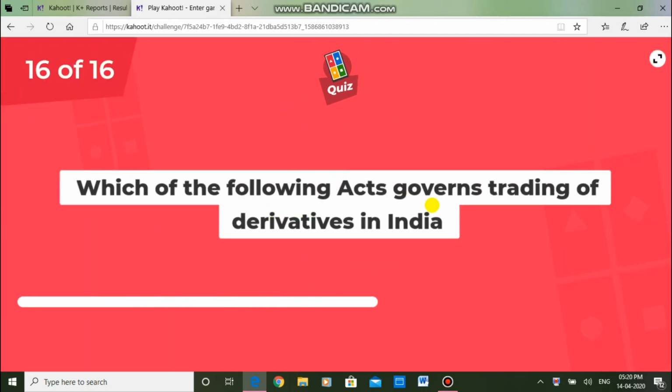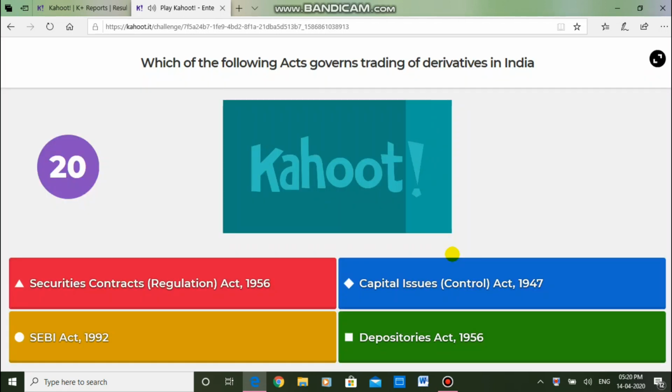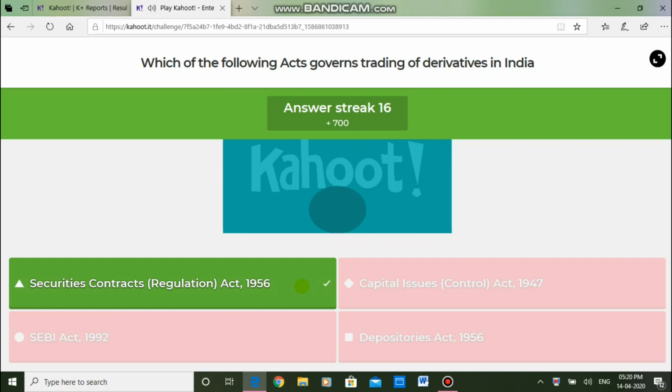Which of the following acts governs trading of derivatives in India? Securities Contract Regulation Act 1956, SEBI Act 1992, Capital Issues Control Act 1947, Depositories Act 1956. Correct answer is Securities Contract Regulation Act 1956.